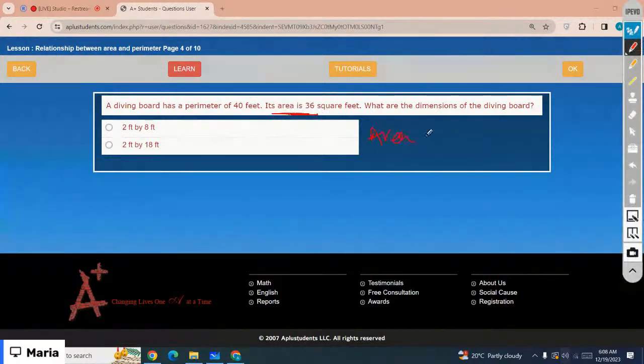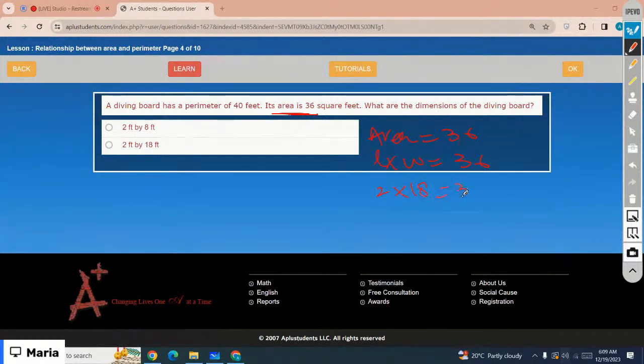So we know that that is again a diving board. So area must be length times width equals 36. So you're given two of the options. Which two numbers when multiplied make 36? Which is the correct option? 2 times 18 is the correct option, right? Because when you multiply 2 times 18, they make 36.